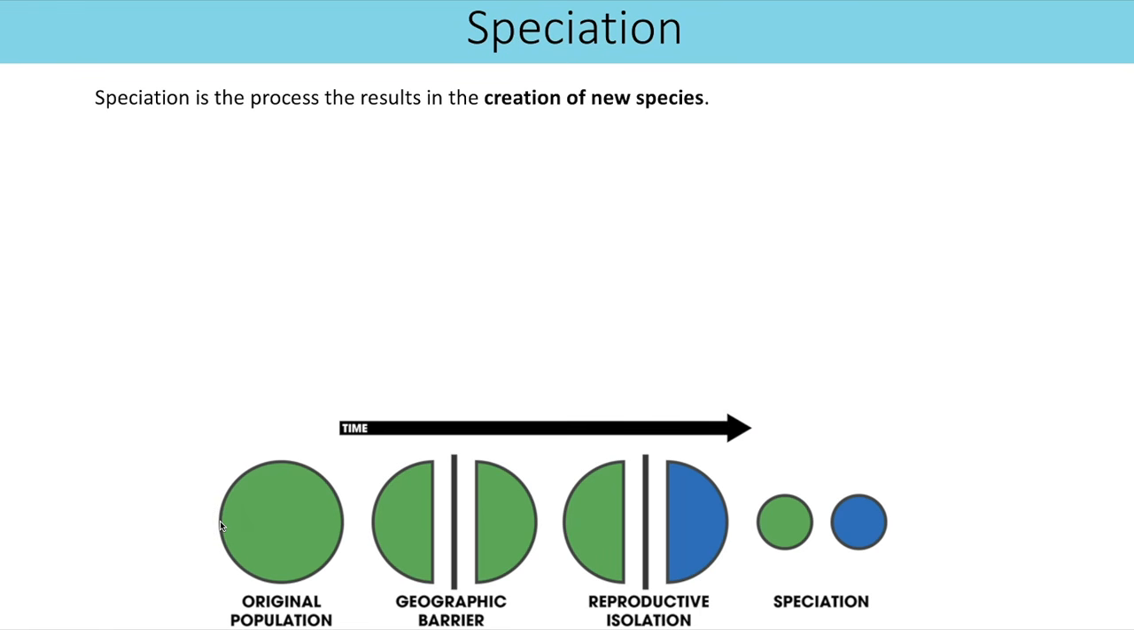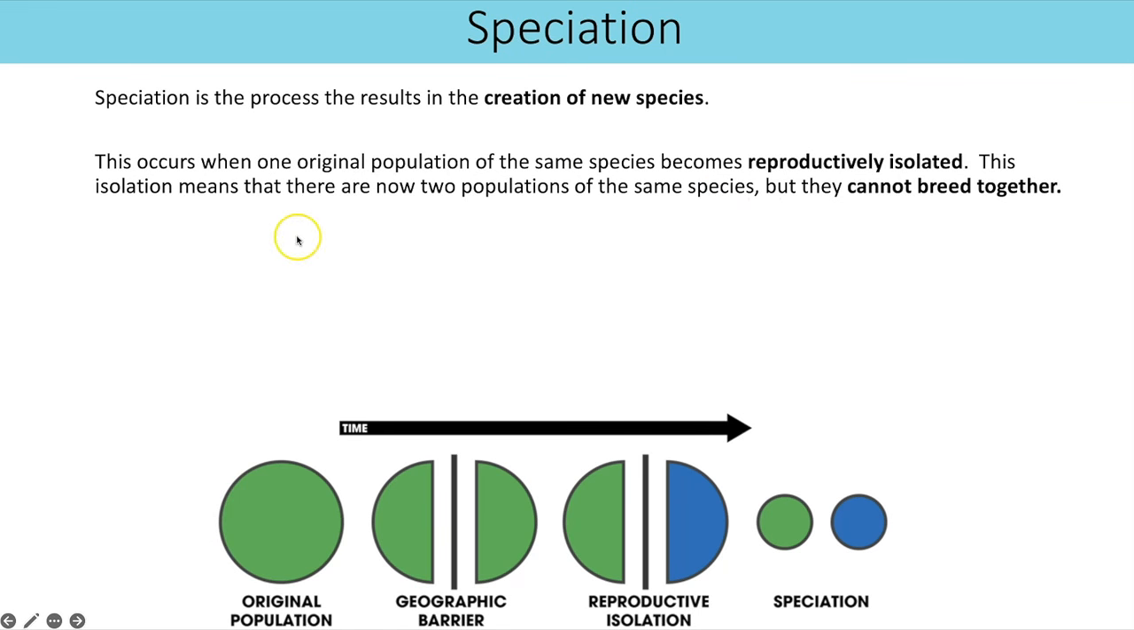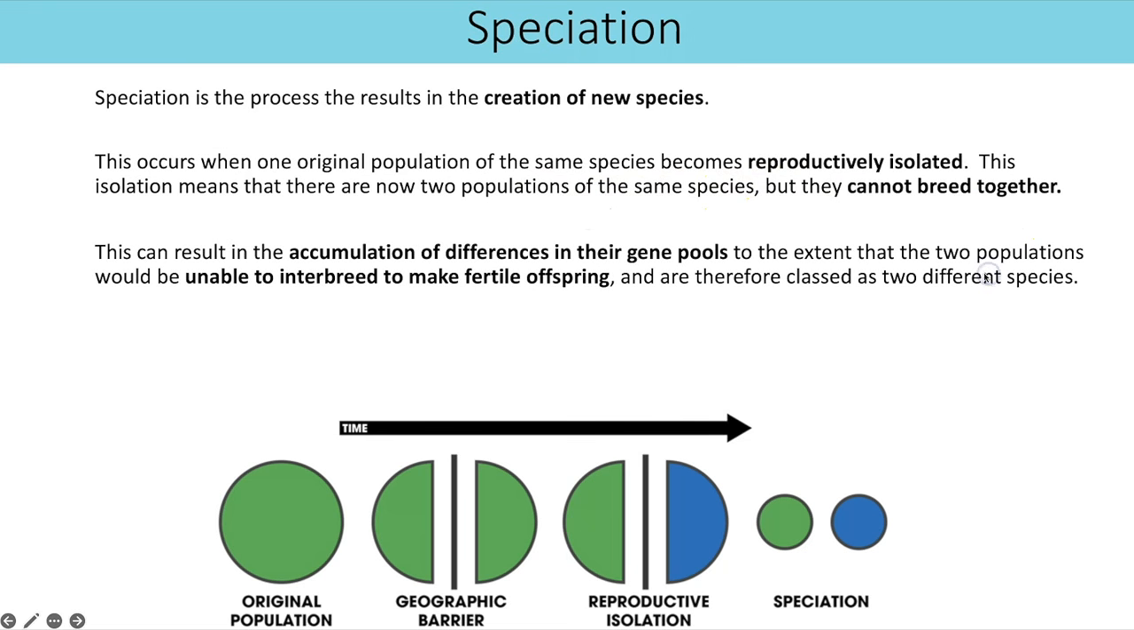So speciation, then, we said it's the process of creating a new species. It occurs when one original population of the same species become reproductively isolated, whether geographically or due to their behaviour. And this isolation means there are now two populations of the same species, but they're not breeding together.